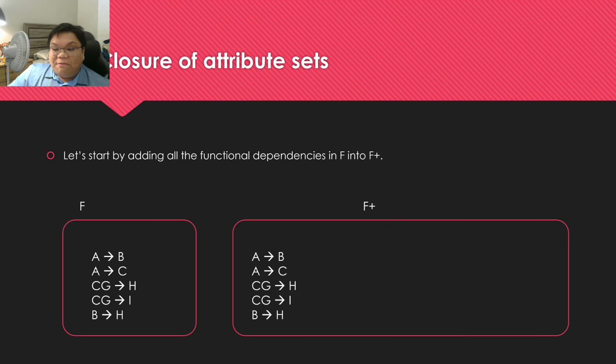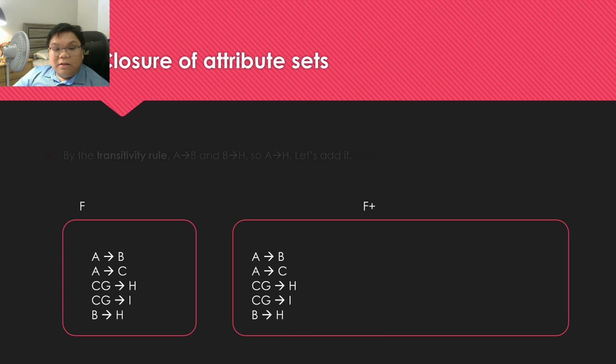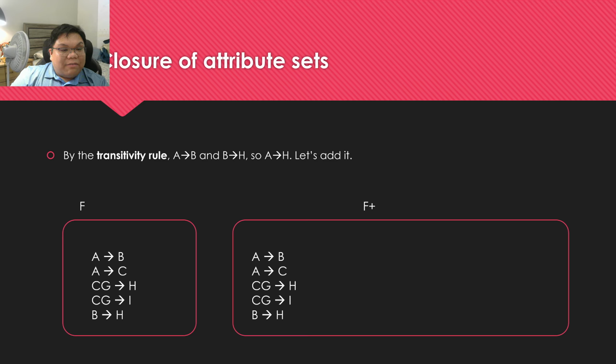So again, F is the set of 5 functional dependencies. We want to find several more functional dependencies that would be in F+. So F+, again, is the set of all functional dependencies we can produce using those 6 rules of inference. So by the transitivity rule, we have A determines B and B determines H. Therefore, A determines H, let's add it.